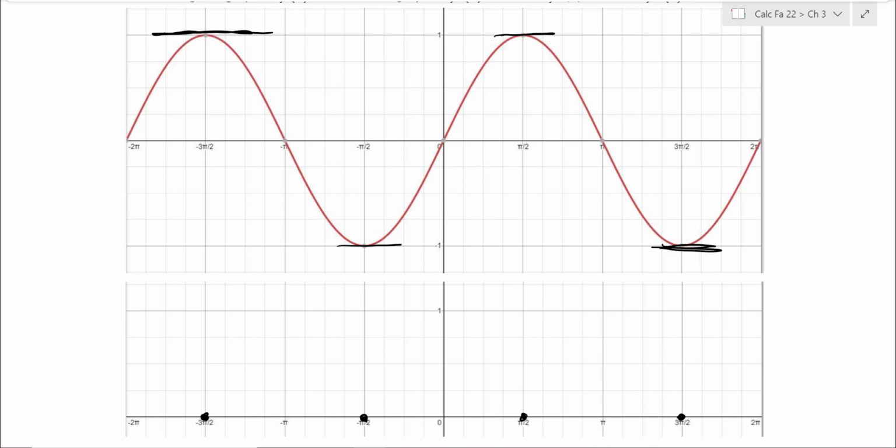So f prime of those values would be 0, right? So we have our x-intercepts for our derivative function. And then beyond that, for the sketching, we were looking at a positive slope for the tangent line, leading to a positive value for the derivative, a negative slope for the tangent line, leading to a negative value for the derivative. And maybe we can use some color for that.